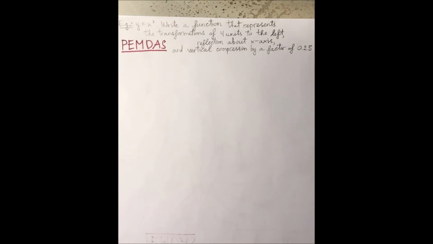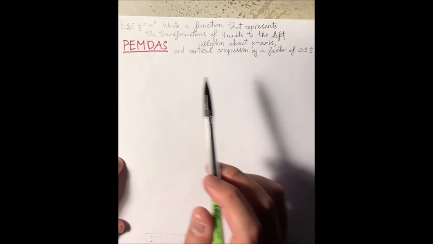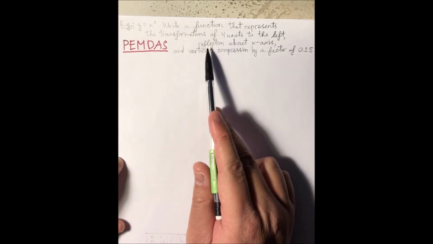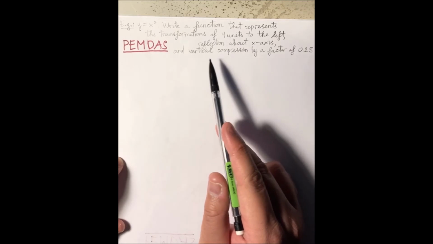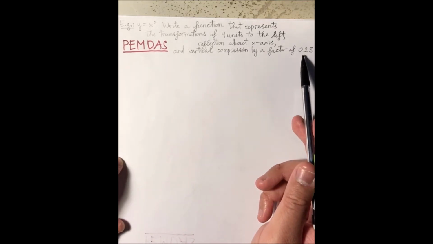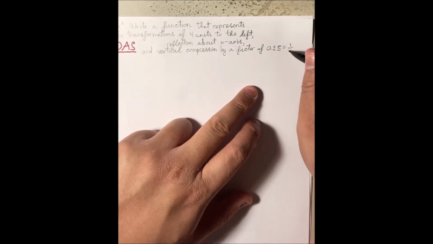Okay, example 1 of transformation of function. In this case, we are given y equals x squared, and we are supposed to write a function that represents the transformation of moving 4 units to the left, reflecting about the x-axis or across the x-axis, and vertically compressing the function by a factor of 0.25, which is the same as 1 over 4.